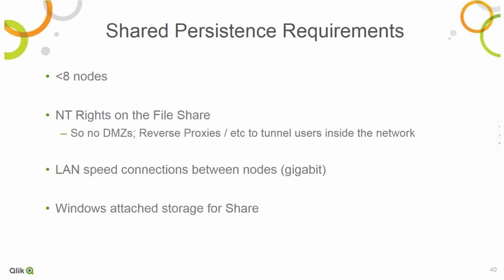So we'll go over the shared persistence requirements. It's a reflection of the previous slide and some of the stuff we covered earlier, but just to be concise, it needs to be 8 nodes or less. That really should be a less than or equal sign.